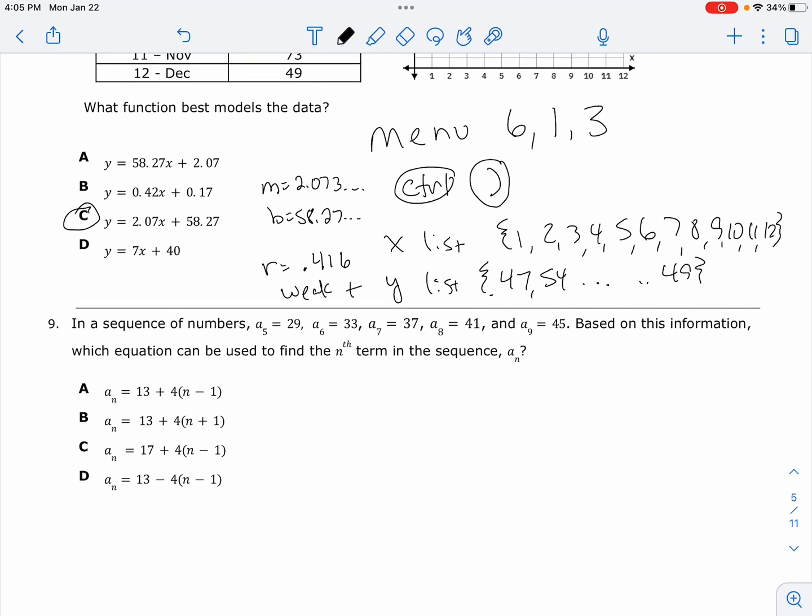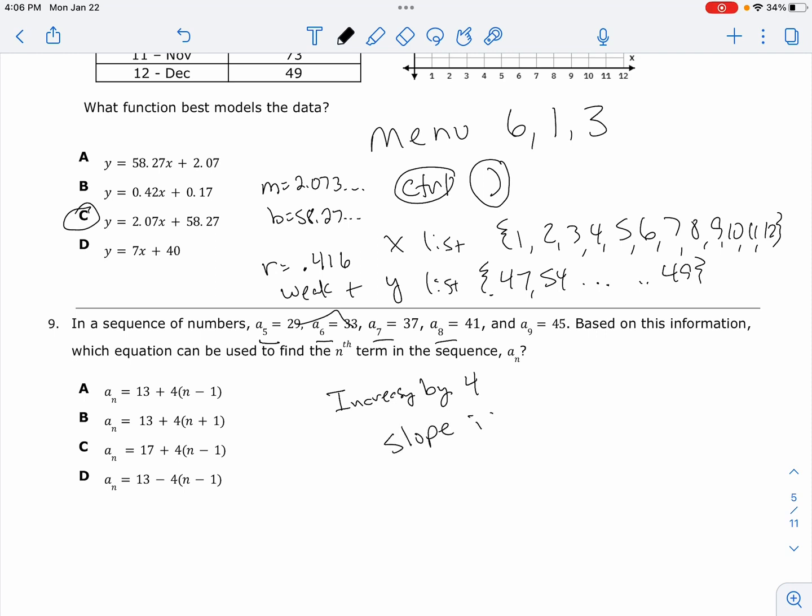Okay, number 9, I have a sequence of numbers. Based on this information, I need to find the nth term. Guys, this time they're giving me the list of numbers. So we are going to go and look for the common difference. Do you see how it goes from the 5th number to the 6th number to the 7th number to the 8th number? Okay, I'm going from 29 to 33. That's getting bigger, right? It is increasing by 4, okay? That means that's your slope.